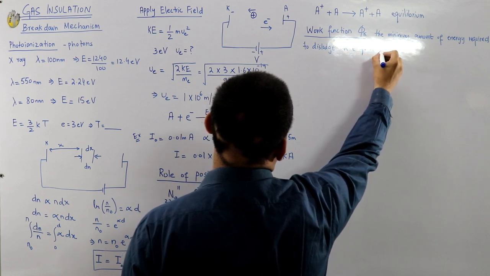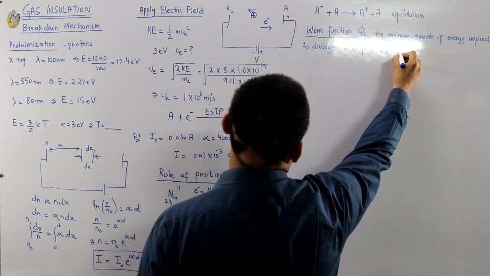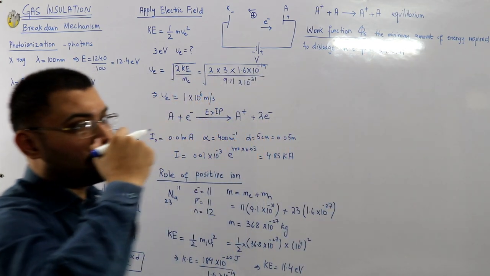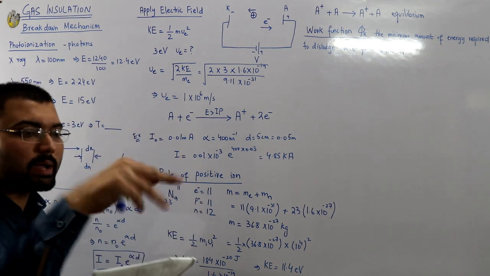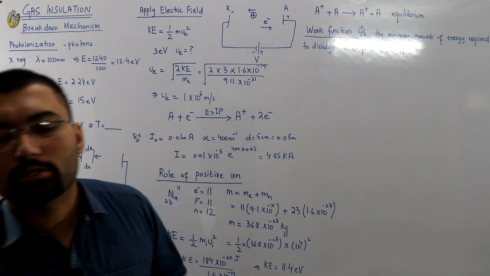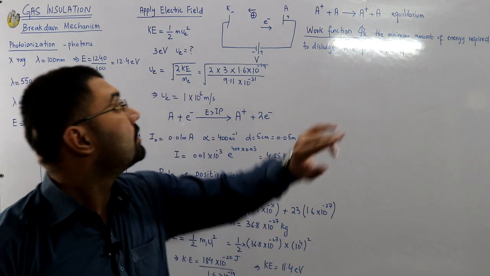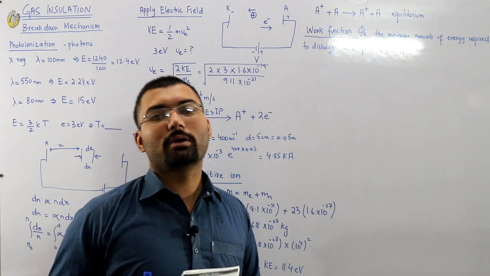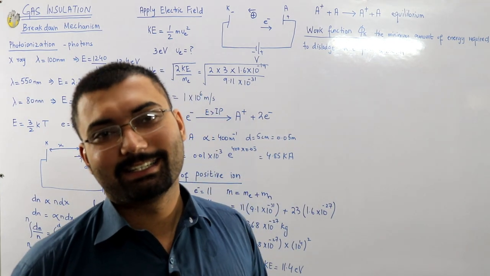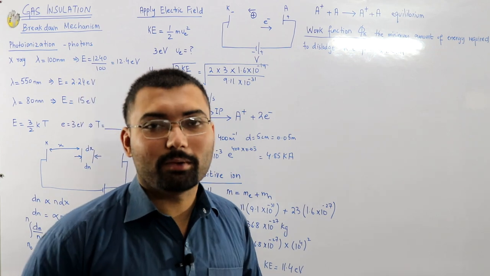Have a look. It hit a neutral atom. What happened? It caught back the electron and became neutral. So we talked about an equilibrium. But when it hits the cathode, it can eject electrons from there. So that could again be a problem.